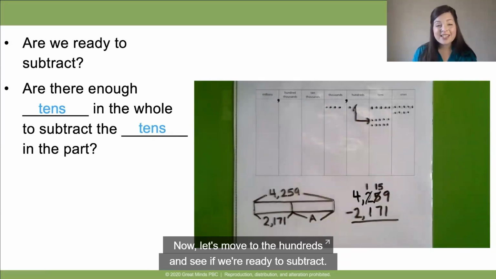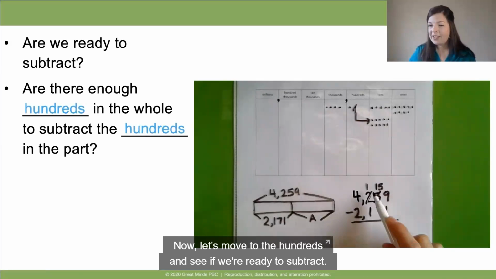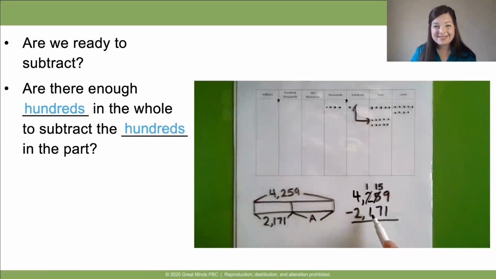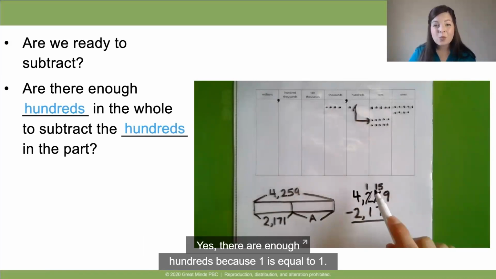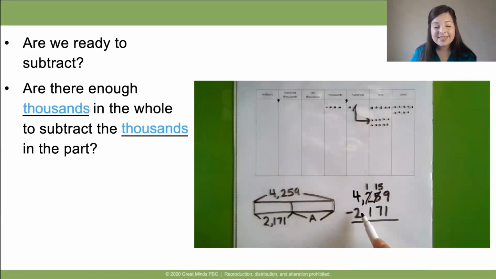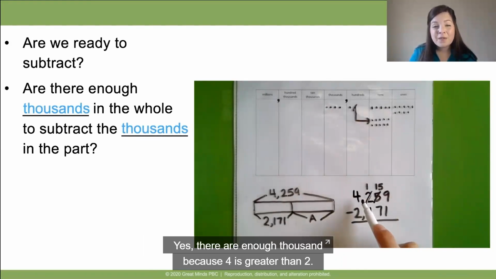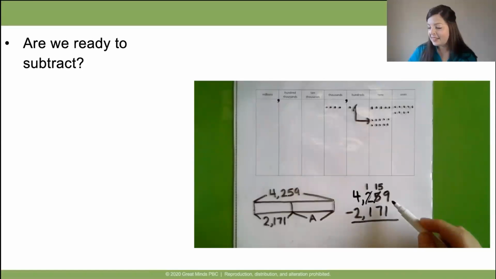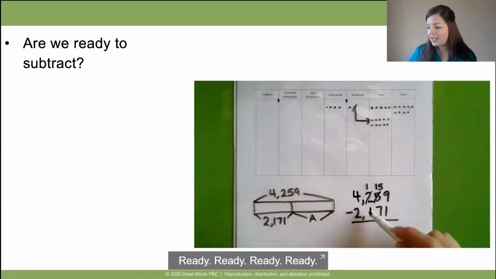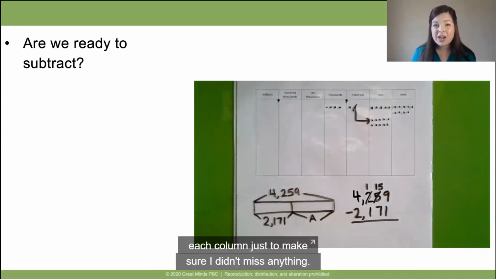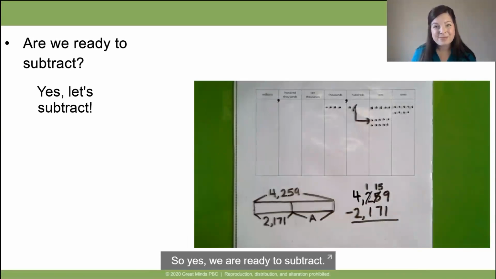Now let's move to the hundreds and see if we're ready to subtract. Are there enough hundreds in the whole to subtract the hundreds in the part? Yes, there are enough hundreds because 1 is equal to 1. Are there enough thousands in the whole to subtract the thousands in the part? Yes, there are enough thousands because 4 is greater than 2. So are we ready to subtract? Ready, ready, ready, ready. I always like to go back and double check each column just to make sure I didn't miss anything. So yes, we are ready to subtract.